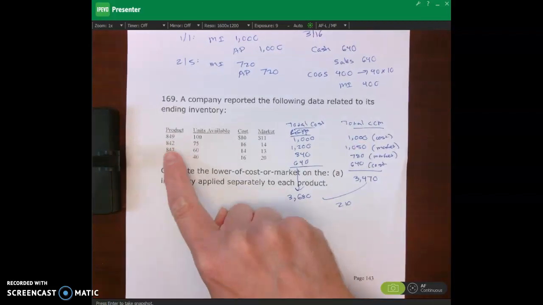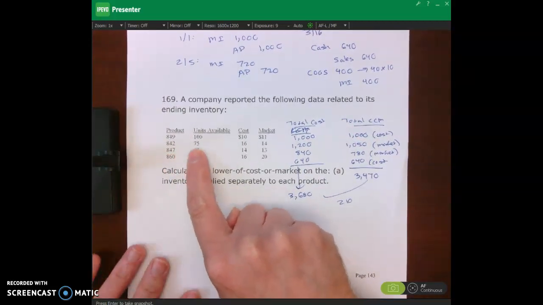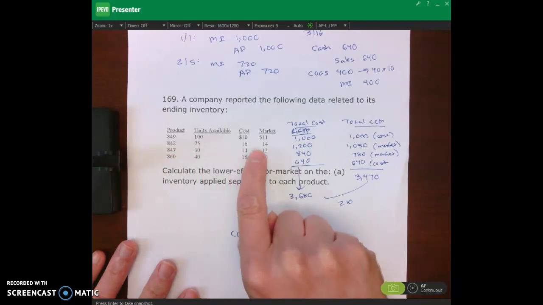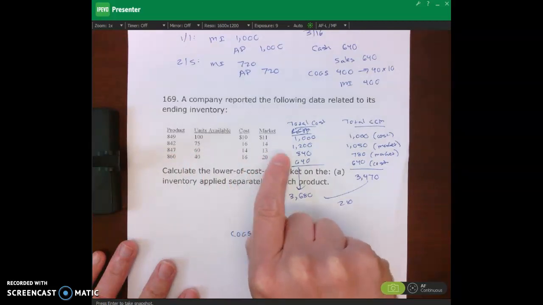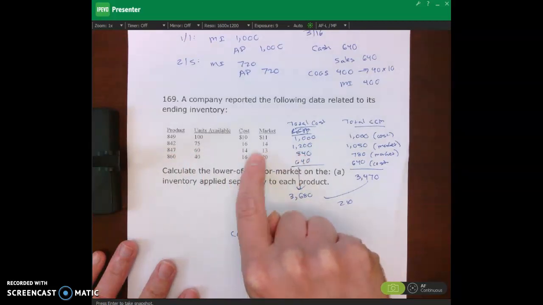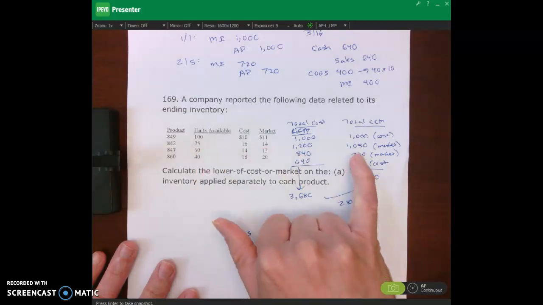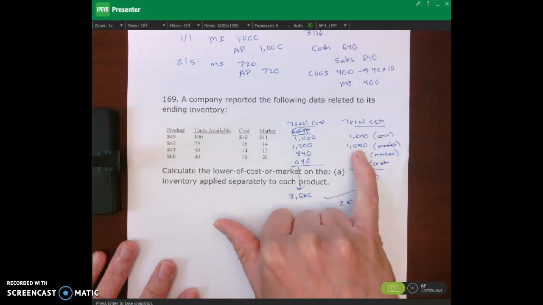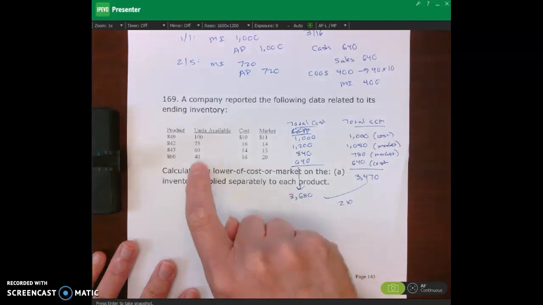Okay. Product 842, 75 units available. Cost is 16. Market is 14. That means total cost is 1,200. But then which one's lower? The market. So the 75 times the 14 gives me the 1,050. So I choose the 1,050 for my LCM, not the 1,200 because it's lower.